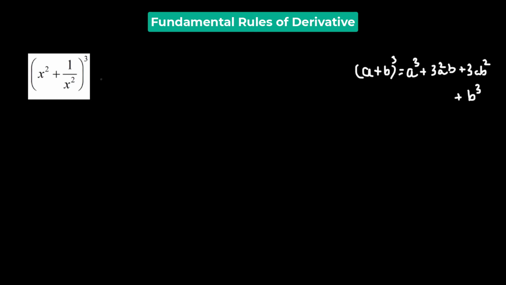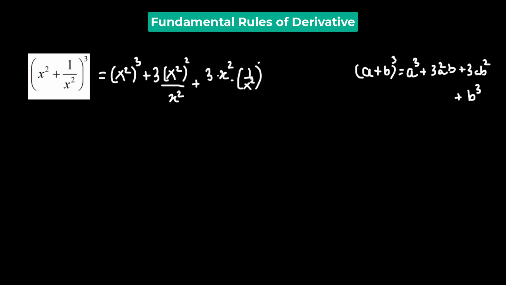So this will be equal to (x squared) whole cubed plus 3 times (x squared) whole squared times 1 over x squared, plus 3 times x squared times (1 over x squared) whole raised to the power of 2, plus (1 over x squared) cubed. That will give us x raised to the power of 6.